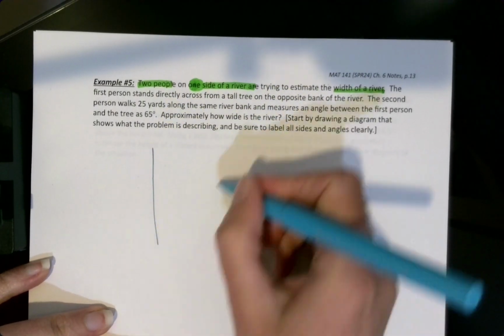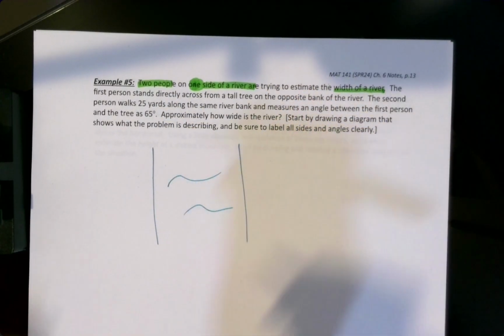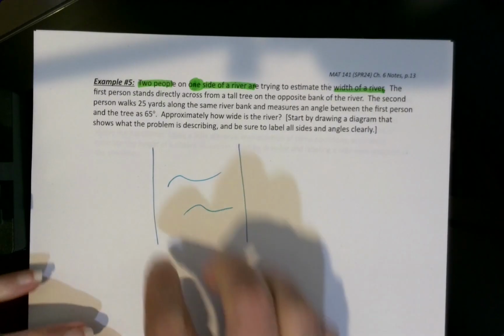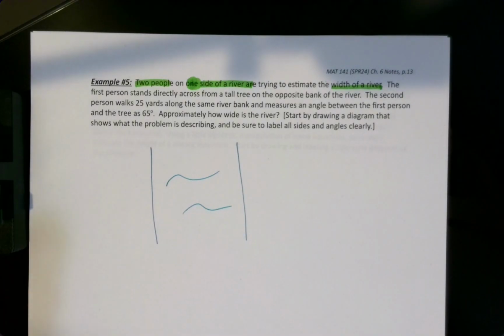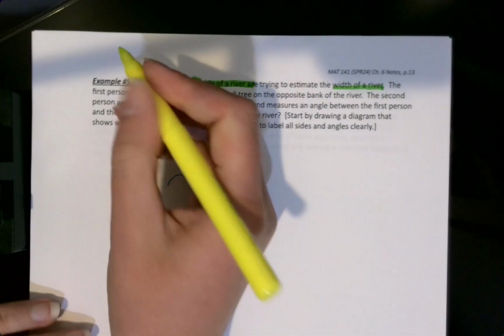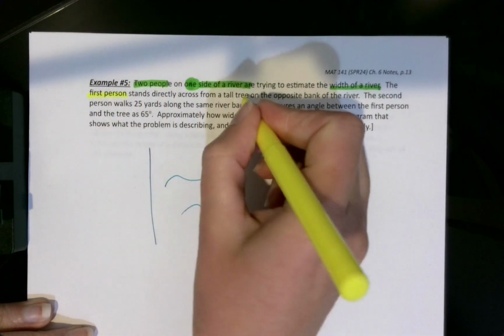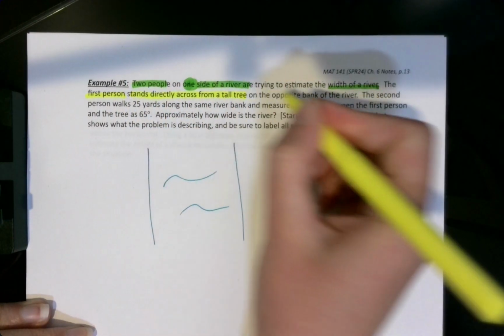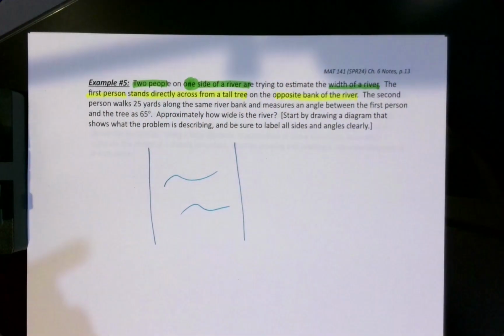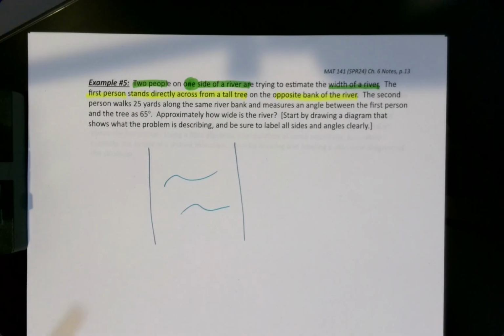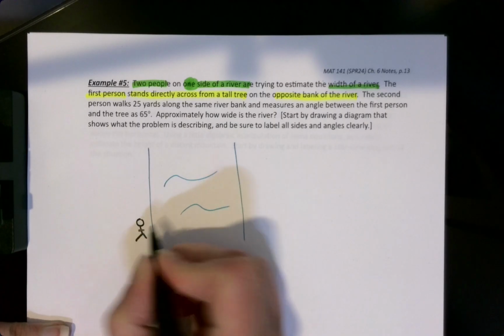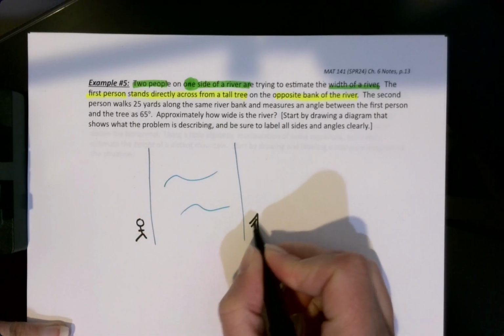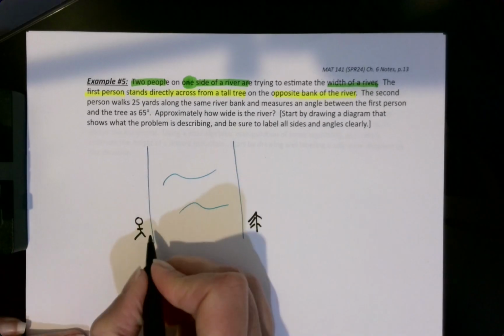We've got our river here, and we have two people that are on one side of a river, trying to figure out how wide this river is. I need to read some more about their positioning. Okay, so the first person stands directly across from a tall tree that's on the opposite bank of the river. So let me put one person here, and they're directly across from a tree, just a landmark.